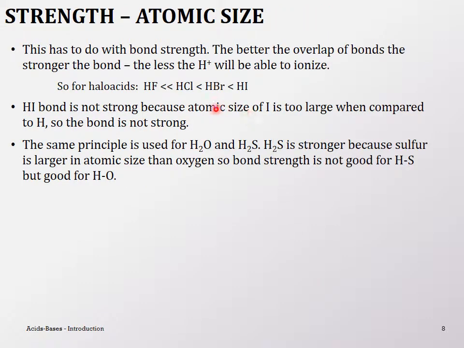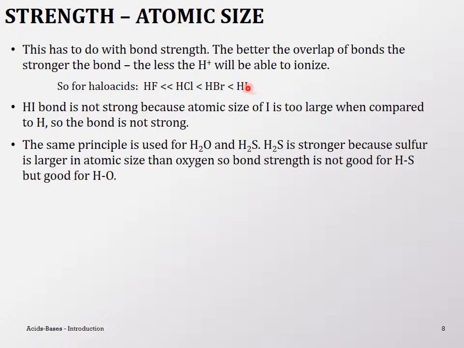So let's look at the atomic size first. This has to do with bond strength. The best way to look at atomic size is the halo acids. In halo acids, you start from hydrofluoric acid, then hydrochloric acid, hydrobromic acid, and then hydroiodic acid. Looking at these acids, the only thing that is different is, of course, the size of the halogen. Hydrogen is the same, but fluorine is the smallest atom, whereas iodine is the largest atom over here.